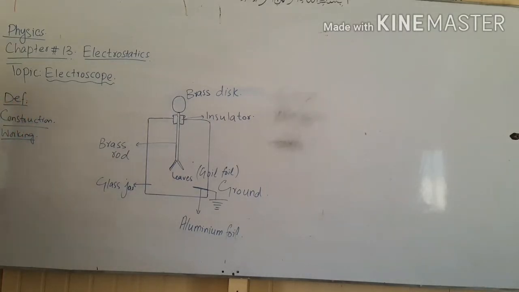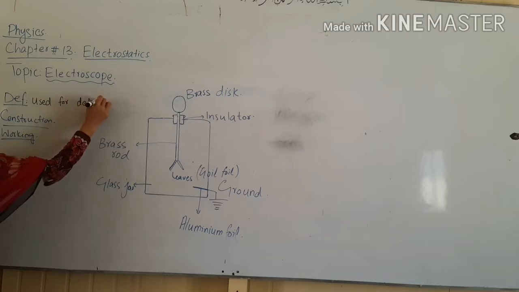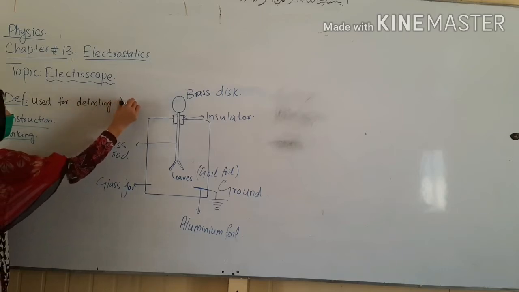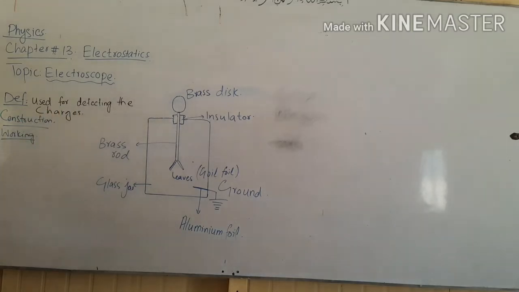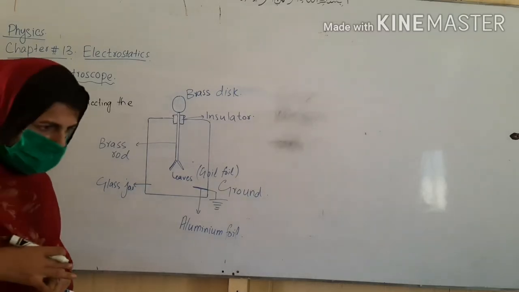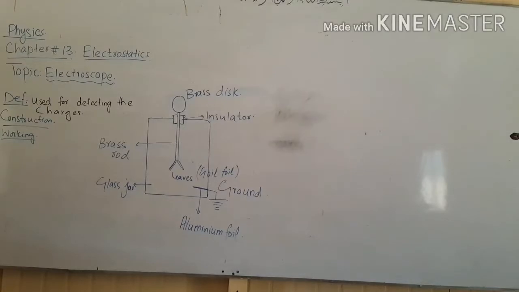The electroscope is basically a device which is used for the detection of charges. It is a device used for detecting charges on any object, on any body. Is it clear? Now, what is its construction? The working principle is electrostatic induction. इसमें electrostatic induction ही होती है, ठीक है?